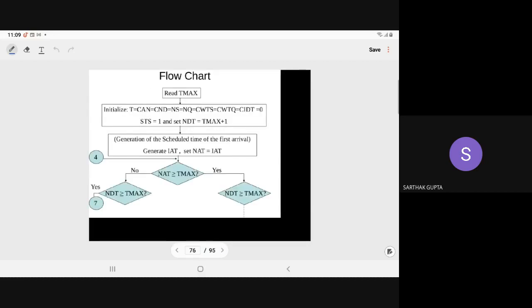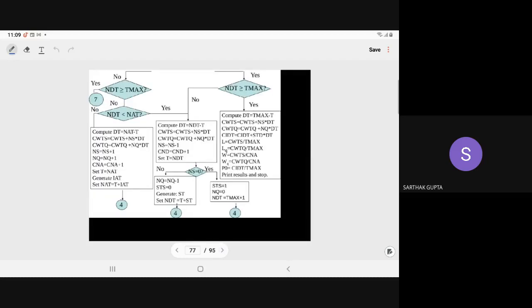So here we have the flow chart for the simulation process. I will discuss all these things one by one. So this is the flow chart.